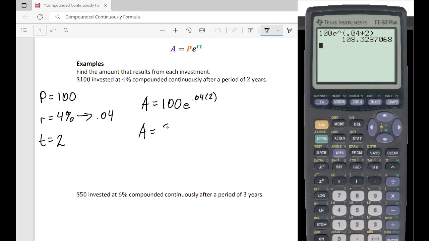and we get an answer of $108.33. So an amount of $108.33. So when you're working with money, unless specified otherwise, you should round it to the nearest cent or the second decimal place.